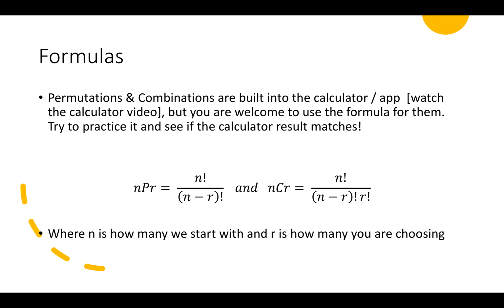nPr is going to be a fraction, n factorial over n minus r factorial. And nCr is n factorial over n minus r factorial times r factorial. Even though the formulas are fractions, what's always going to happen is when you actually calculate it, everything cancels out and you're left with a whole number. You'll see that in the examples in a moment. And n is how many things you start with, r is how many you're choosing. That'll be clear in the problem. If they're not the exact same value, n is always the bigger number.